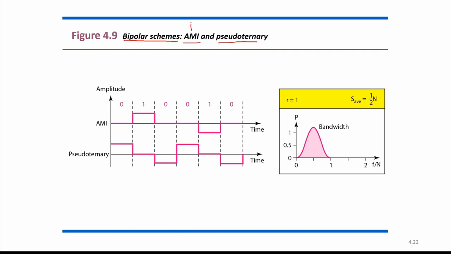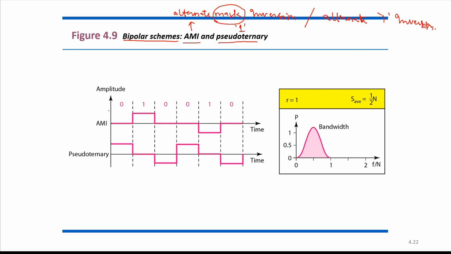This AMI stands for alternate mark inversion. Here mark is basically represented by 1, so another name is alternate 1 inversion. Whenever there is 1, alternate ones will be inverted. This is basically used to reduce the DC component. That means if positive and negative components are there, they will be nullified. So for that, the alternate 1 inversion is used. So the AMI technique is there. Another one is pseudo ternary. We will just see what these 2 techniques are.